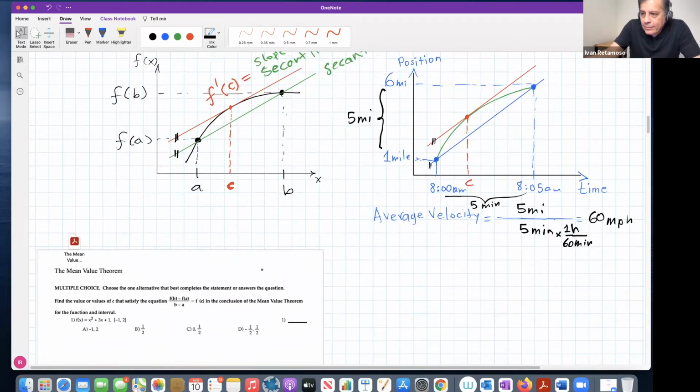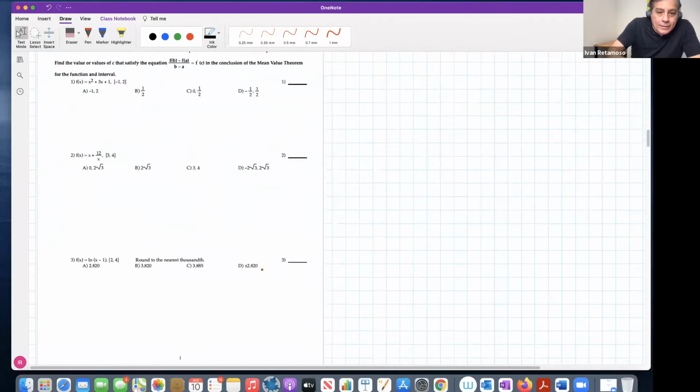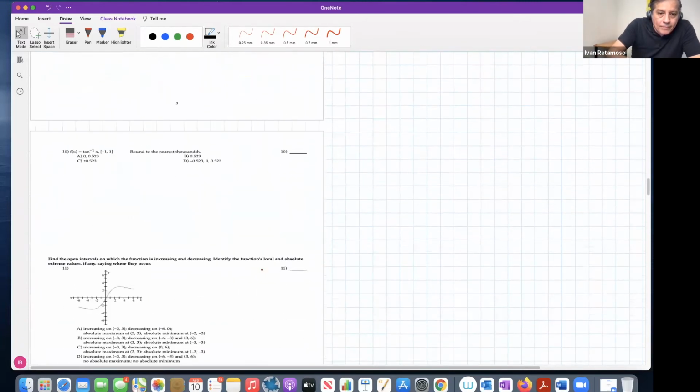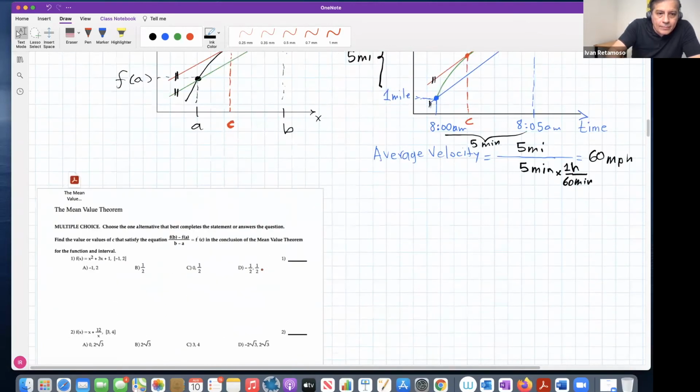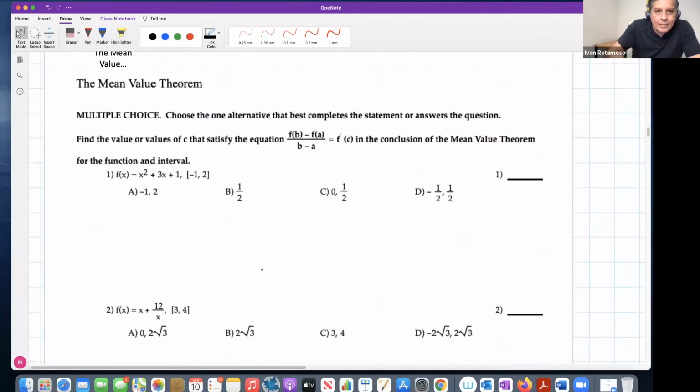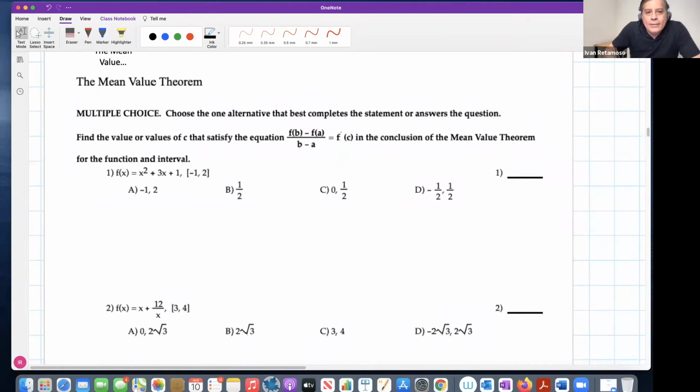Let me show you this example first, and then I will ask you to do something on your own, okay? Suppose they say, this is the worksheet. Suppose they say, find the value or values, remember, it might not be unique, the value C.